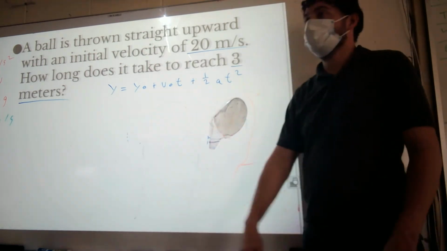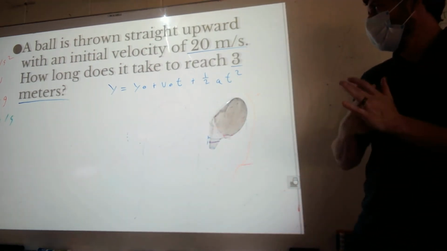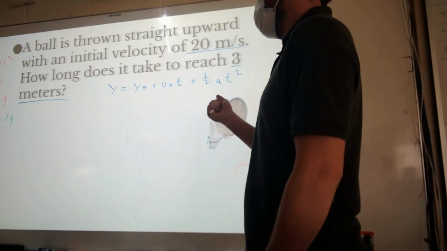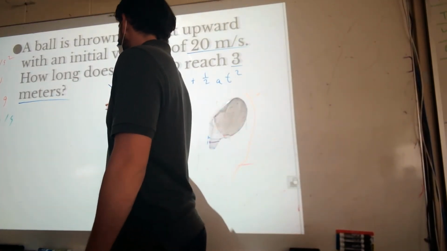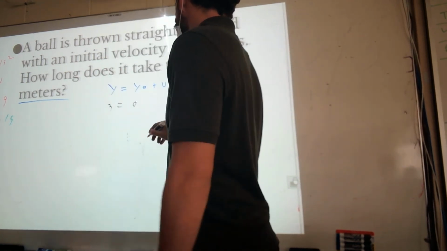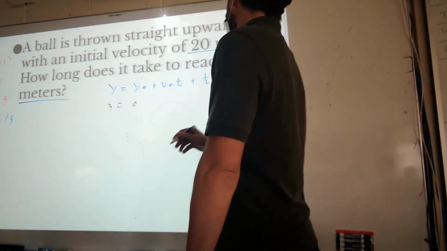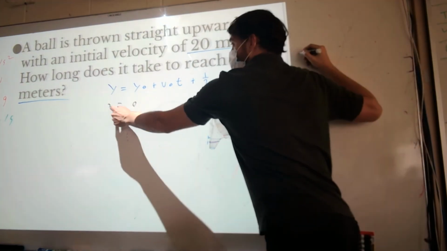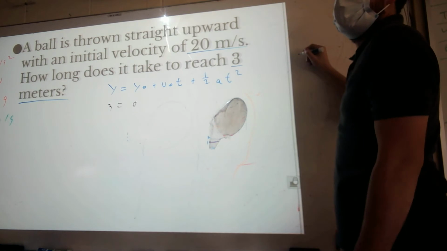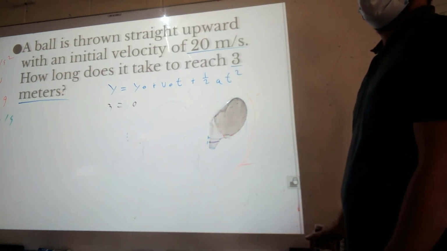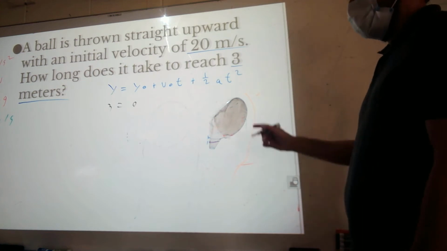So you got this. What else do we have? So we have y. Y is what? 3. What is y0? 0, because you just want to go 3 from that. Because regardless of what it is, you're going to have a situation where this is going to be 3 plus whatever this is. Because you want to do 3 meters from y0. It just says how long does it take to reach 3 meters, yes.